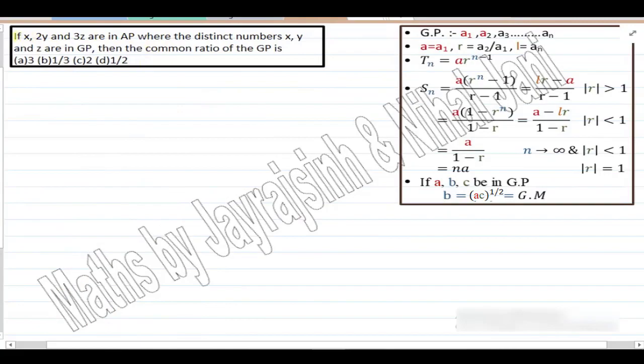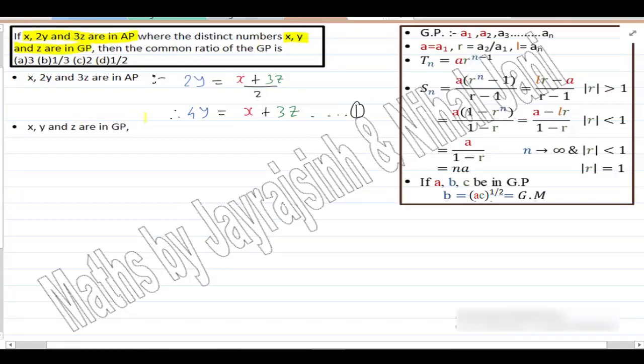Let's see the next question. The question is, if x, 2y and 3z are in AP, so we can say 2y is equal to (x plus 3z) by 2, or we can say 4y is equal to x plus 3z. Let's call it equation number 1. Now the question says the distinct numbers x, y, z are in GP, and we have to find the common ratio r. So we should convert x, y, z in terms of the common ratio.